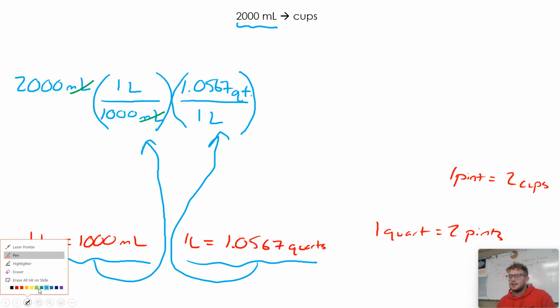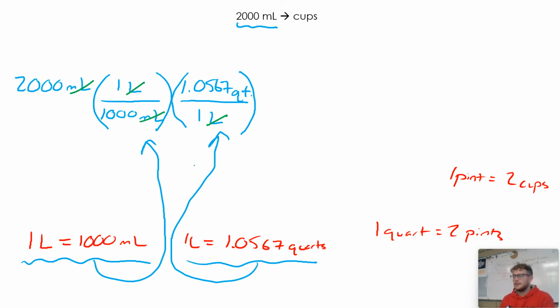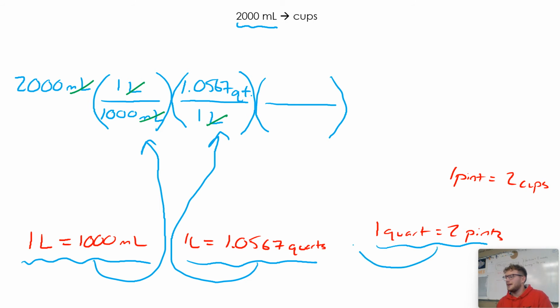So now, since my liters were on the top and the bottom now, I can cancel those out. So now if I finished, my answer would be in quarts. And again, I can't finish here because I'm trying to get all the way to cups. So guess what? I got to add a whole other conversion. So let's do this. I got to go from quarts to pints now. All right, well, you're starting to get the hang of this. What goes on the bottom? It's going to have to be quarts because I need quarts to cancel. So 1 quart is 2 pints.